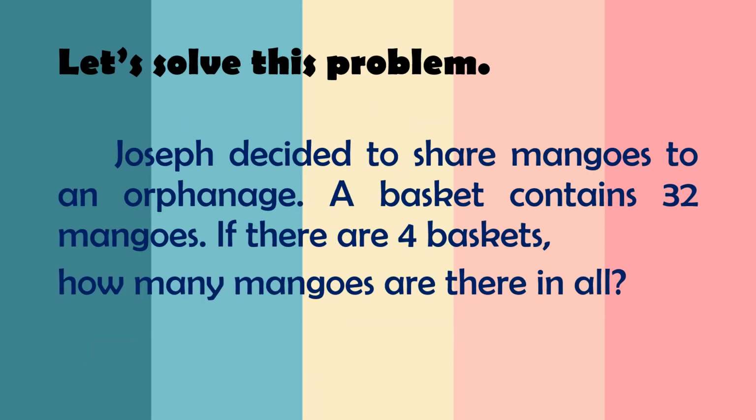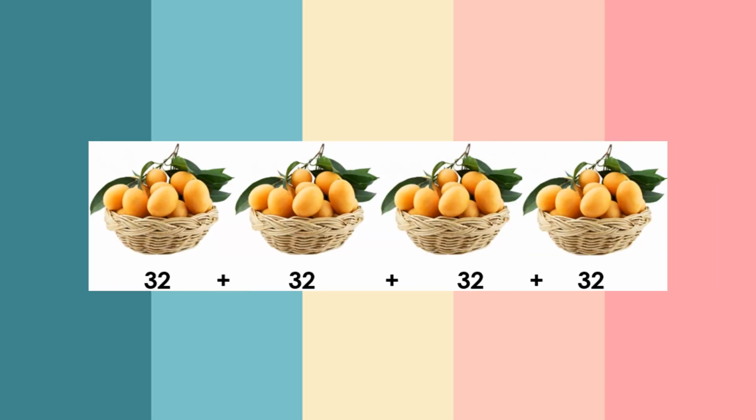Let us solve this problem. Joseph decided to share mangoes to an orphanage. A basket contains 32 mangoes. If there are 4 baskets, how many mangoes are there in all? It was given in the problem that there are 4 baskets of 32 mangoes.